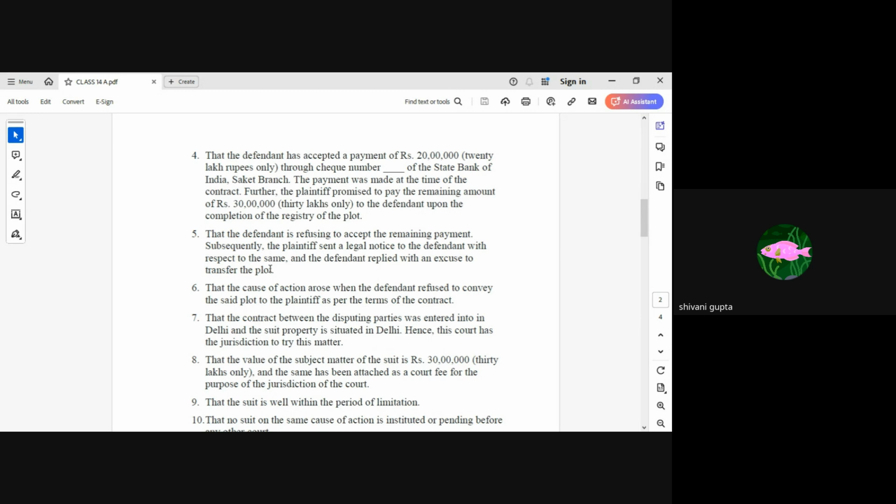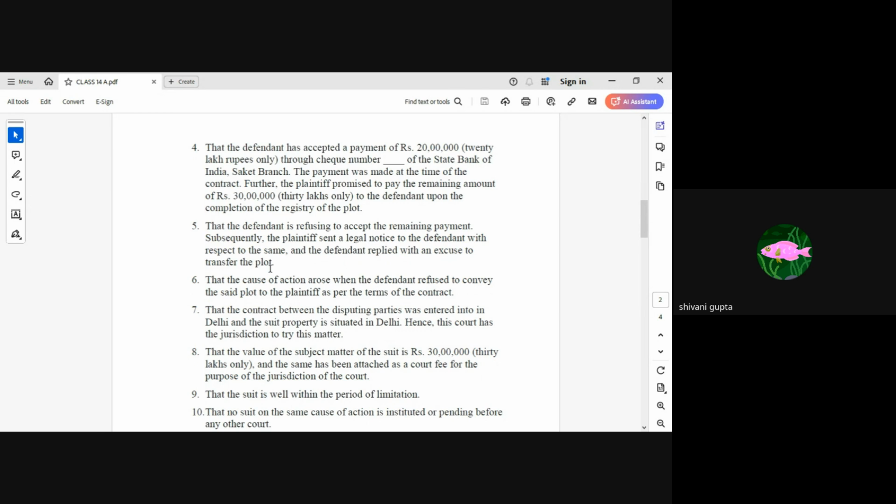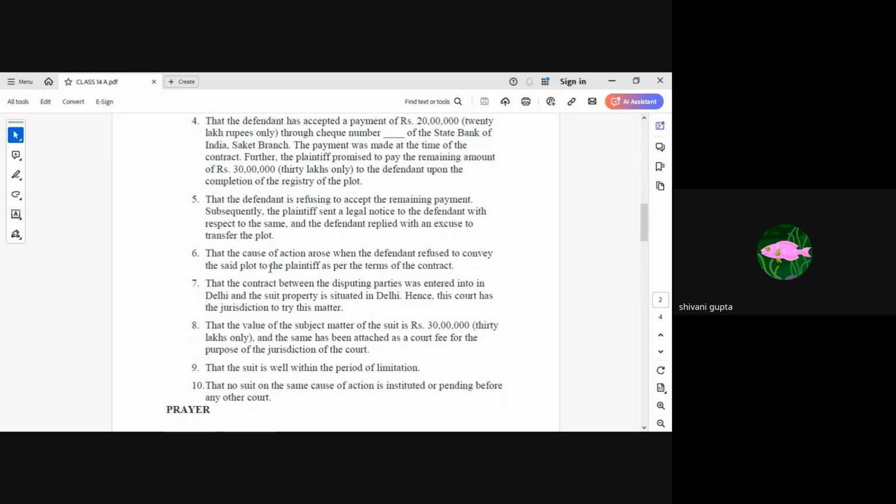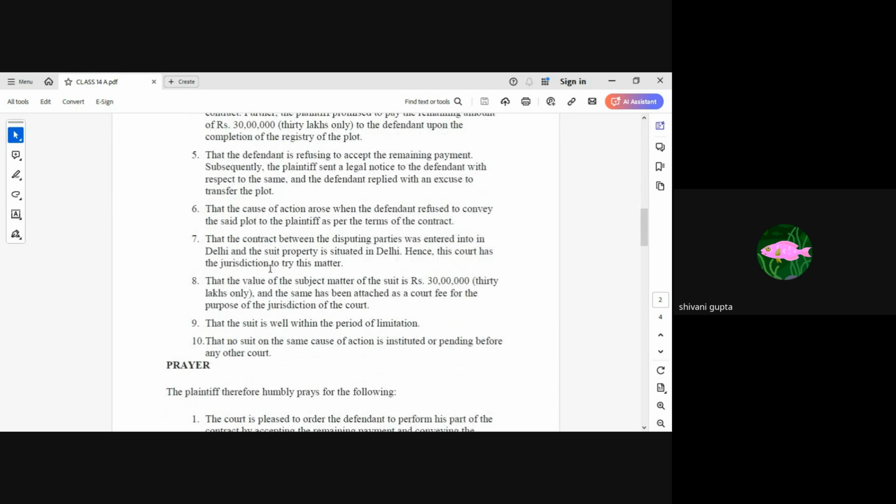Now the value of the subject matter of the suit is 30 lakh, and the same has been attached as a court fee for the purpose of jurisdiction, well within the period of limitation.